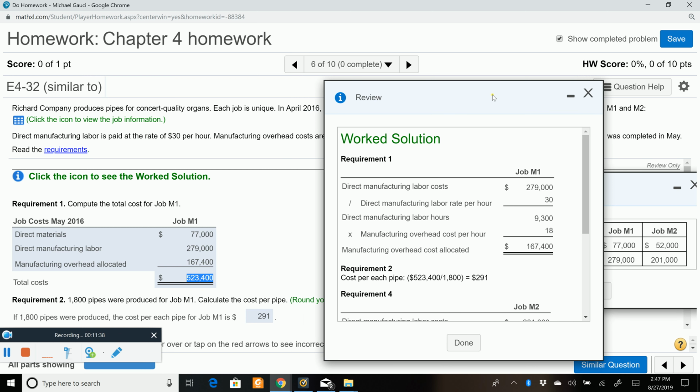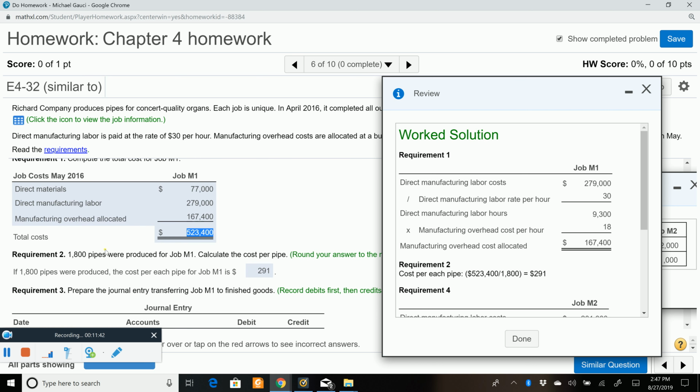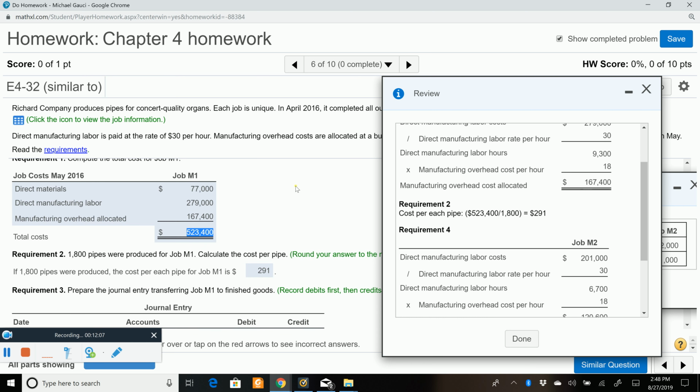Okay, requirement number 2. The author goes on and states that 1,800 pipes were produced for job M1. So how much does each pipe cost us? Well, we just calculated our total cost for M1, $523,400. If I divide that by 1,800 pipes, I am going to get $291 as the cost for each pipe.